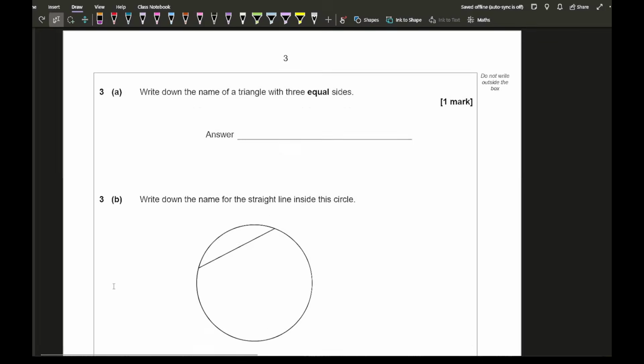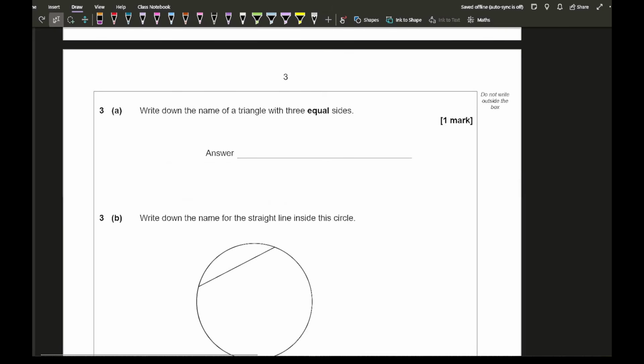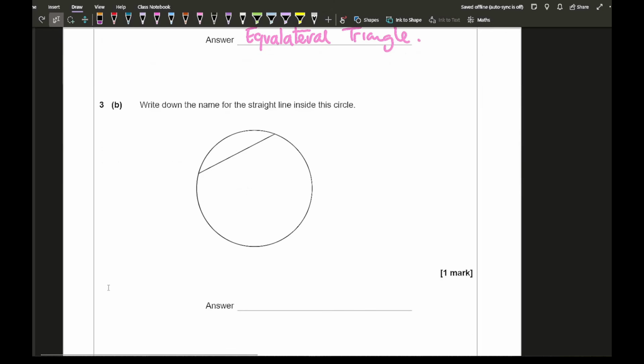Moving on to question 3a, it says write down the name of a triangle with 3 equal sides. And again, this one is going to be an equilateral triangle. Then moving on to question 3b, it says write down the name of the straight line that's inside the circle, and this is going to be a chord.